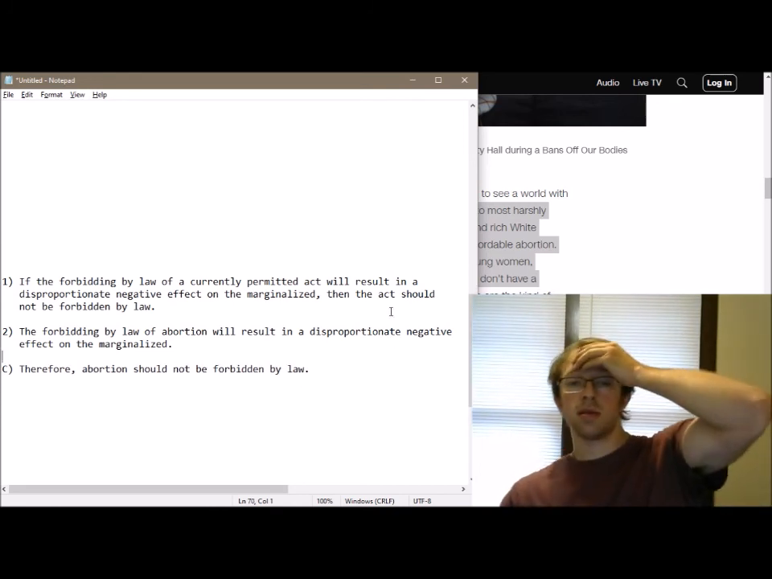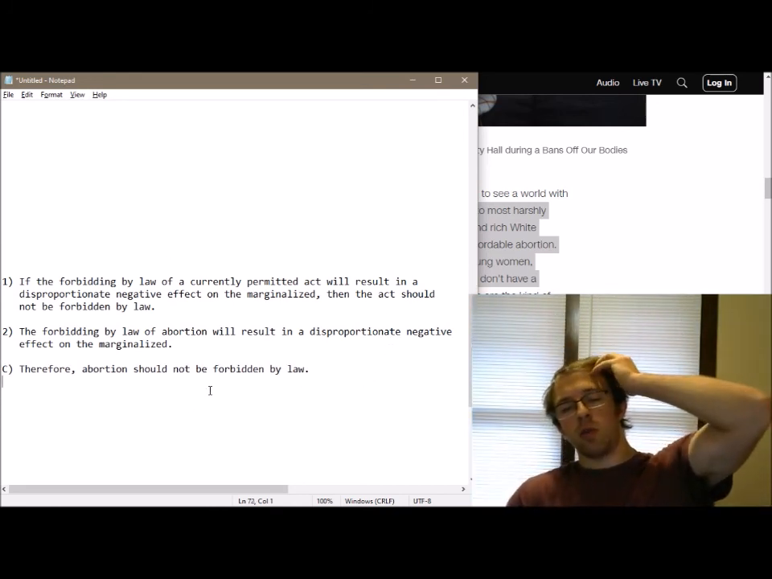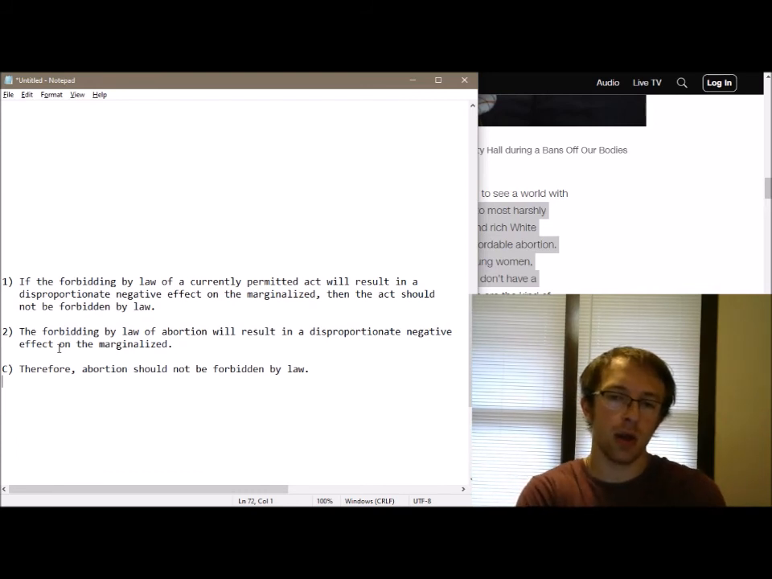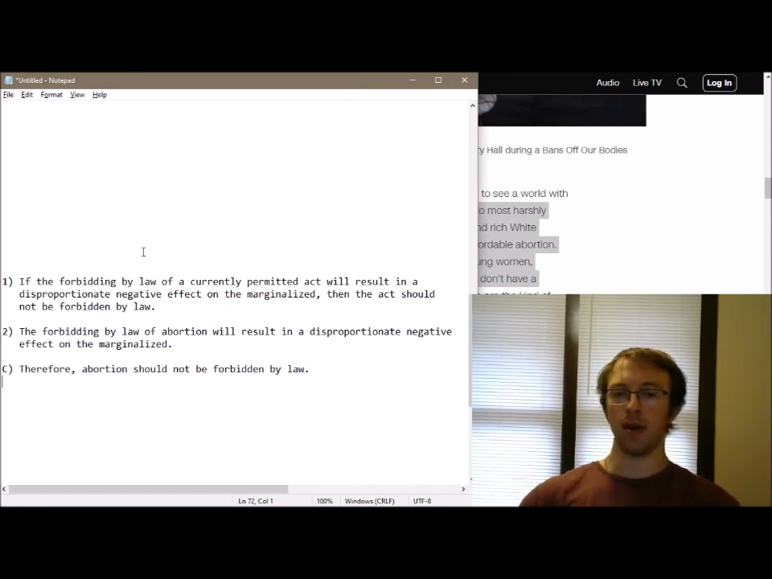So let's look at this argument. And just like with Trent's argument, we start small here. If the forbidding by law of a currently permitted act, something that the law permits you to do, okay? If you want to go in a public elevator, spin in circles, and sing a song, sure, you can do that. It's a permitted act. So if the forbidding of a currently permitted act will result in a disproportionate negative effect on the marginalized, then the act should not be forbidden by law.